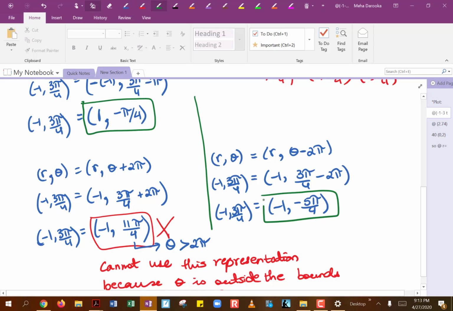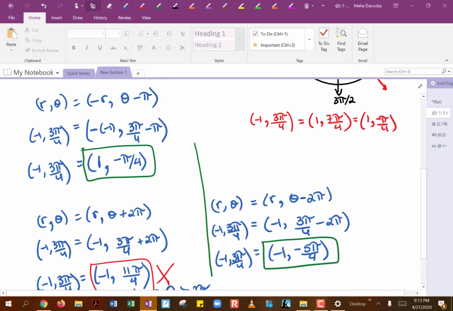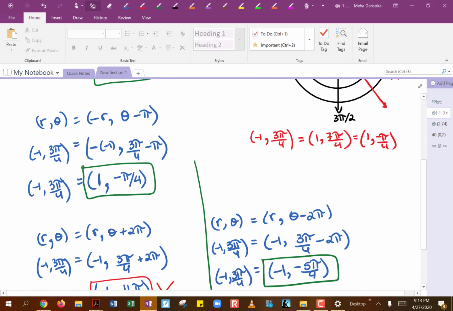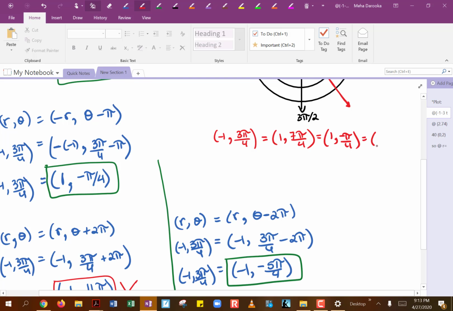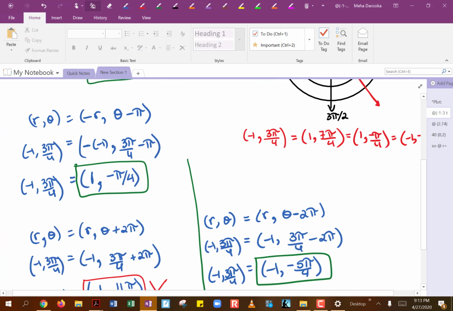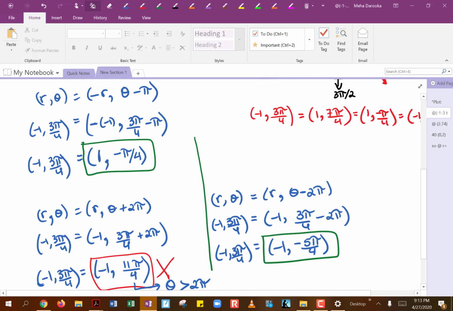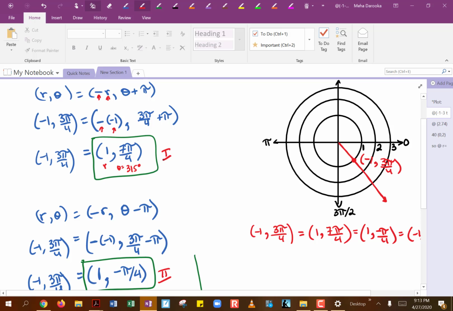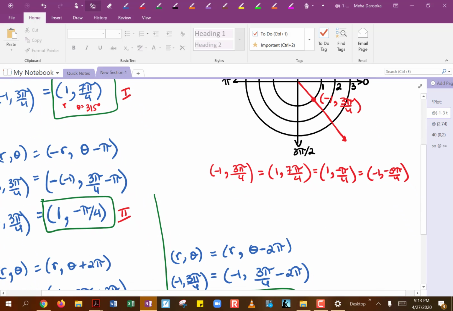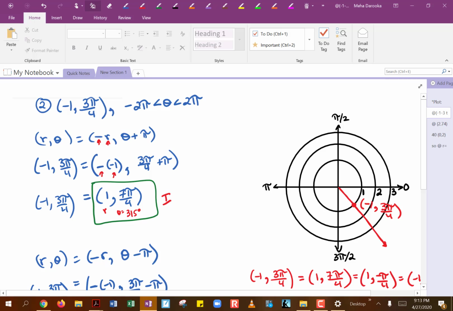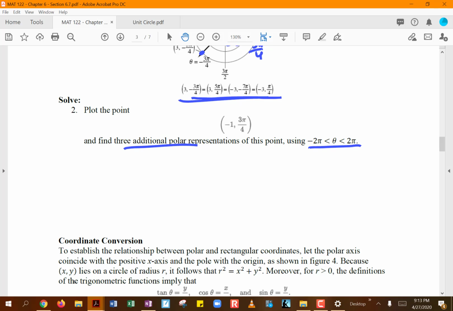So we can actually use this as our third representation, and that means we can say this is equal to negative 1 and negative 5 pi over 4. Okay, so this was our third representation. This was our second representation, and this one was our first. So there we have our 3 representations that they were asking us to find, and of course we've got our plot for that point as well. So that's what they wanted us to do here on example 2.